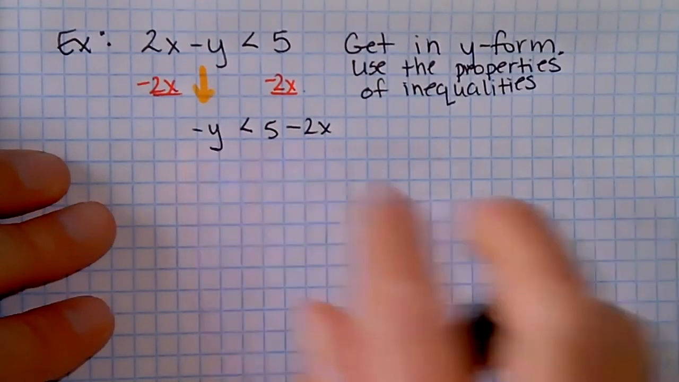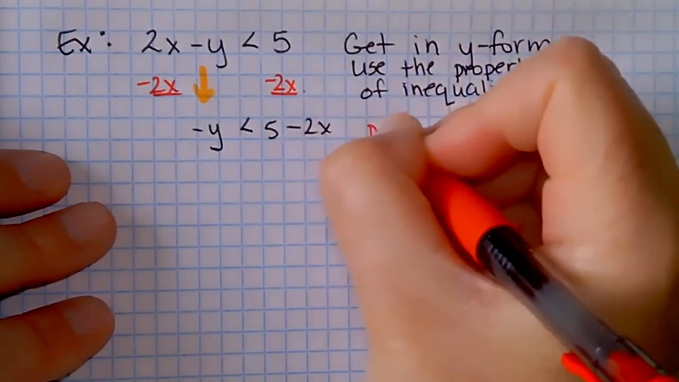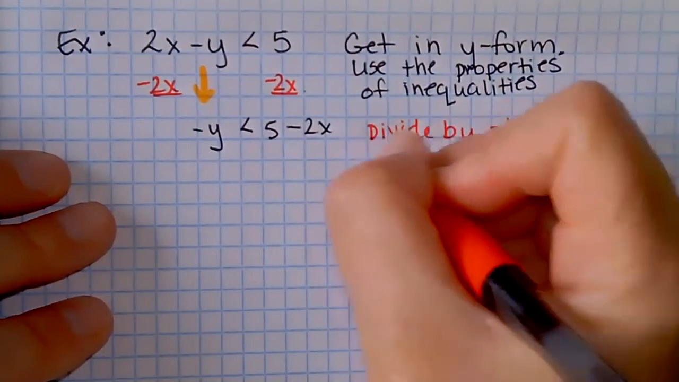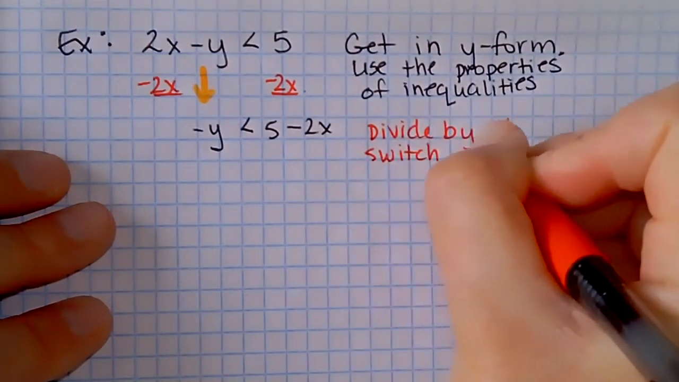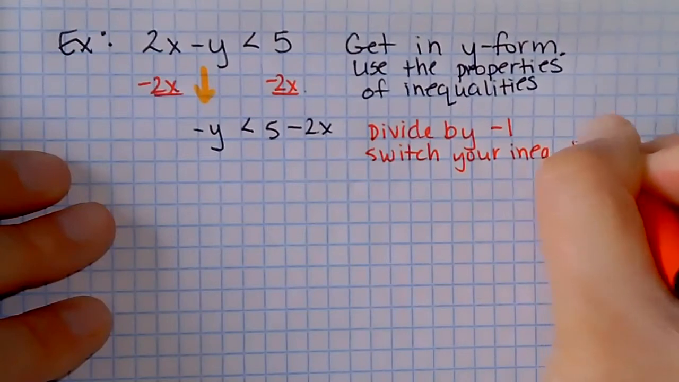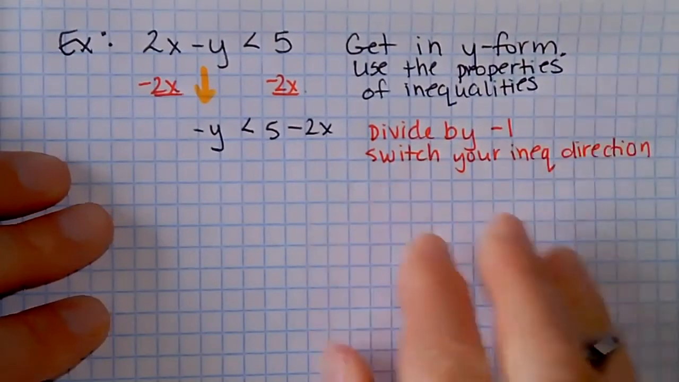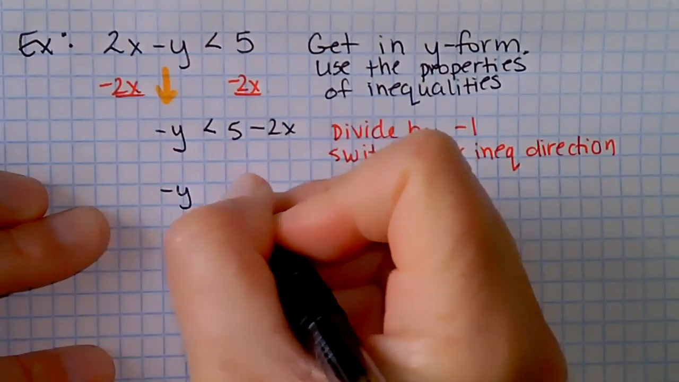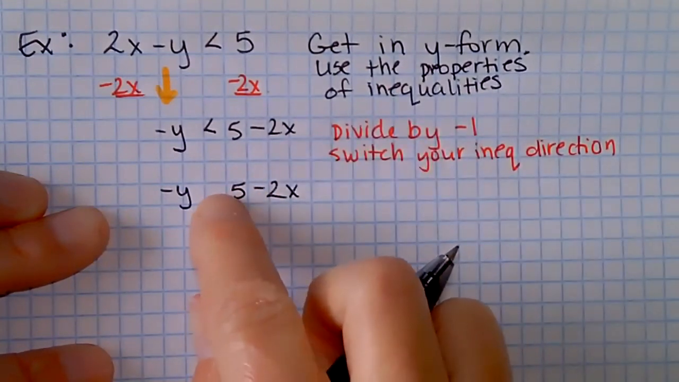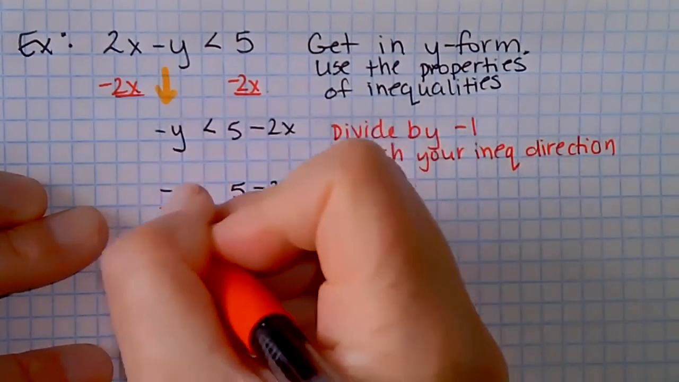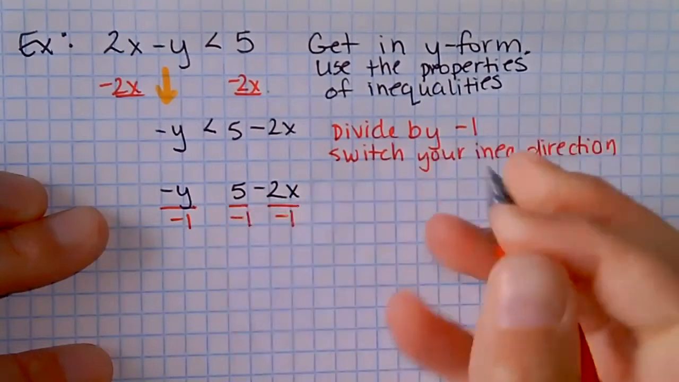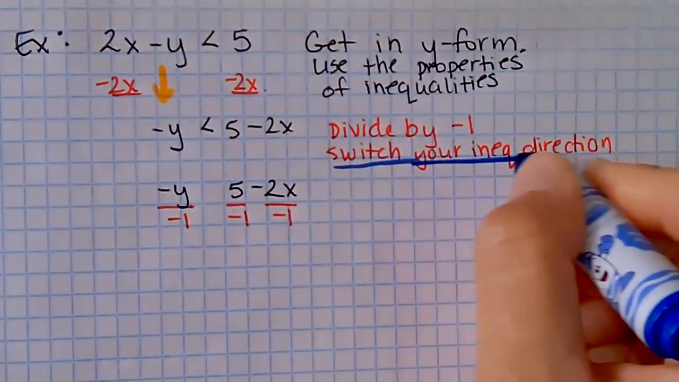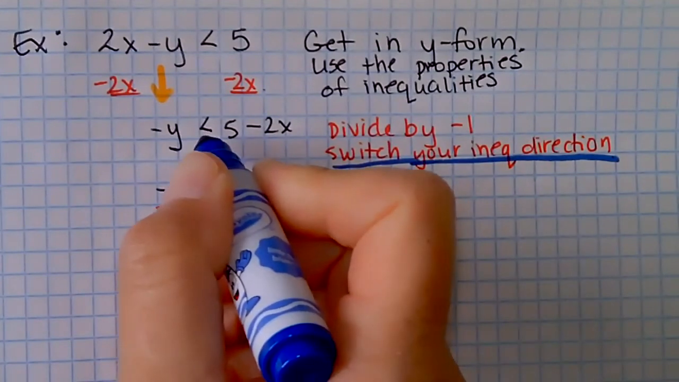So I need to get rid of this negative. How do I get rid of a negative? I'm going to divide by a negative 1. Now, when I divide by a negative, you need to switch your inequality direction. We saw this when we did our first set of notes on solving inequalities. So I'm just going to rewrite this, and I'm not even going to write the inequality sign yet because I want to see what's going to happen. I divide this by a negative, I divide this by a negative, I divide this by a negative. And again, when you divide by a negative, you need to switch the direction of your inequality. So this was less than.